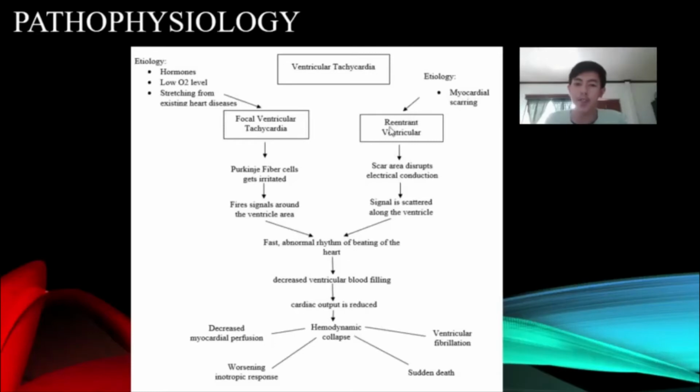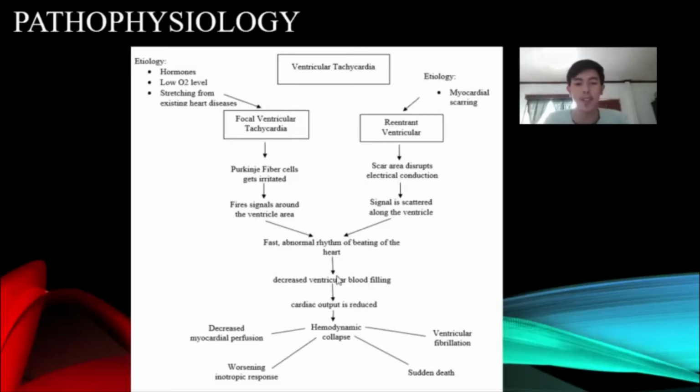For reentrant ventricular tachycardia, we must consider its etiological factor, which is myocardial scarring. The scar area disrupts the electrical conduction. The signal is scattered along the ventricle, which then leads to a fast, abnormal rhythm of beating of the heart.